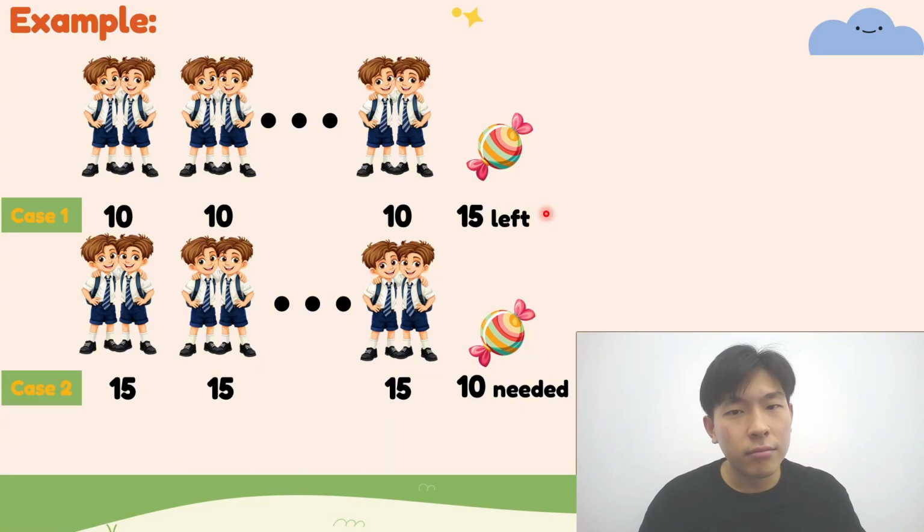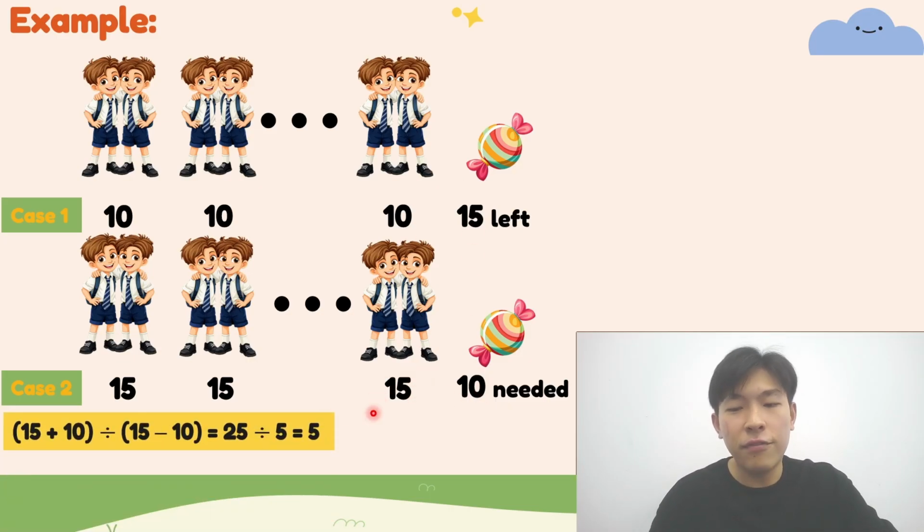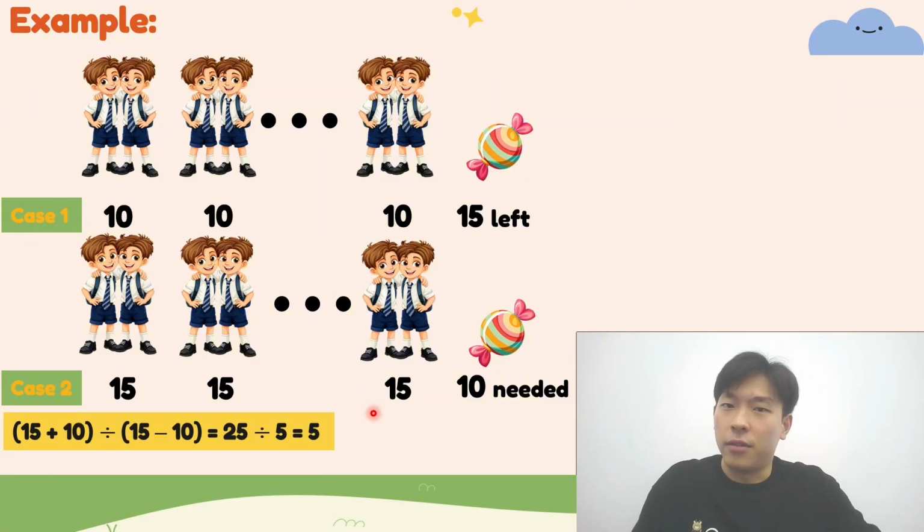Then how do we solve this? Very nice. Just 15 plus 10, and then divided by 15 minus 10. Perfect. Then we get 5. Now, what is this 5 here?